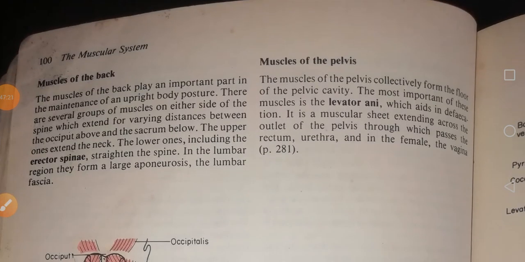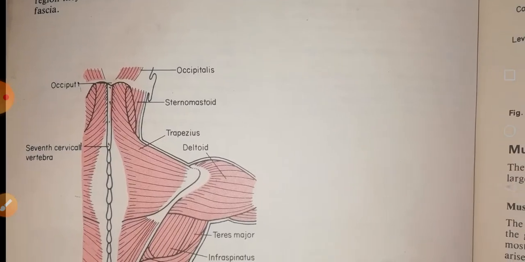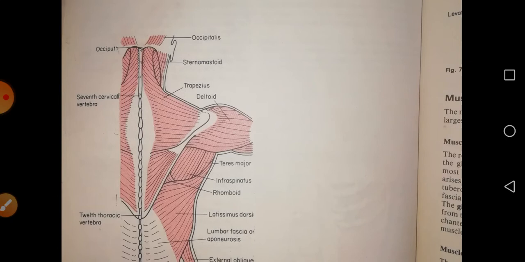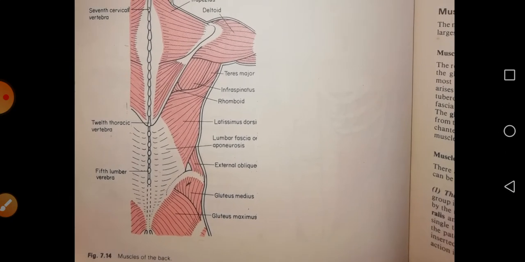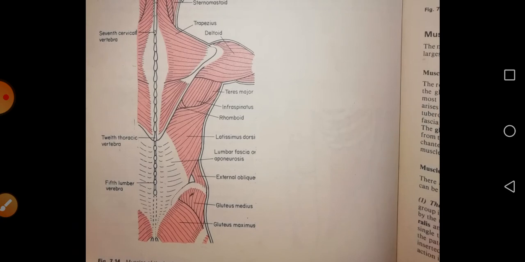Muscles of the back: levator ani muscles and erector spinae muscles. The upper ones extend, and the lower ones, including the erector spinae, straighten the spine. The most important of these muscles is the levator ani. It is a sheet that extends across the outlet of the pelvis. This is the back portion of the muscles.